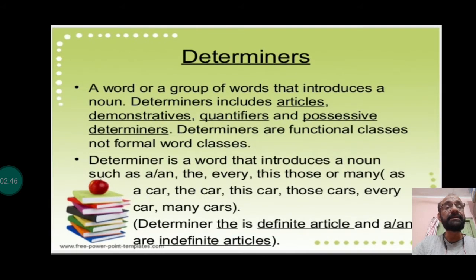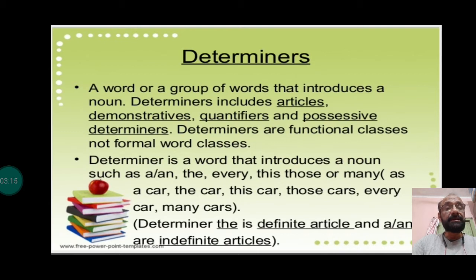That is the basic idea. A word or a group of words that introduces a noun. A determiner also identifies the noun, so it introduces the noun. Determiners include articles, demonstratives, quantifiers, and possessive determiners. Determiners are functional classes, not formal word classes. A determiner is a word that introduces a noun such as a, an, the, every, this, those, or many. Right? The examples are there in the bracket for you to produce.